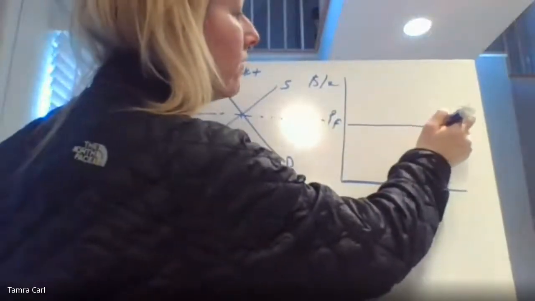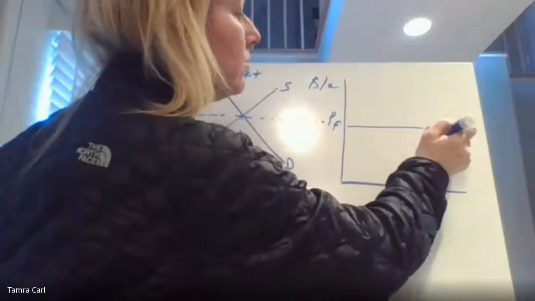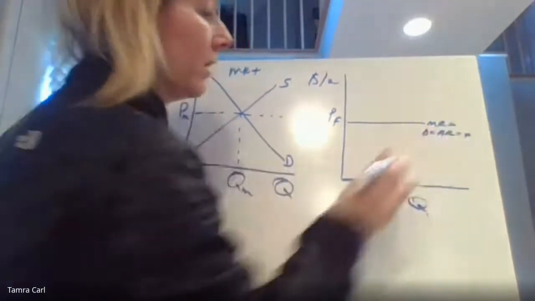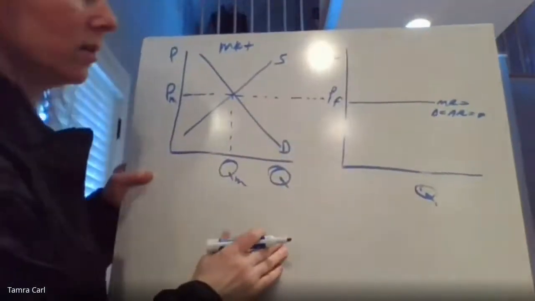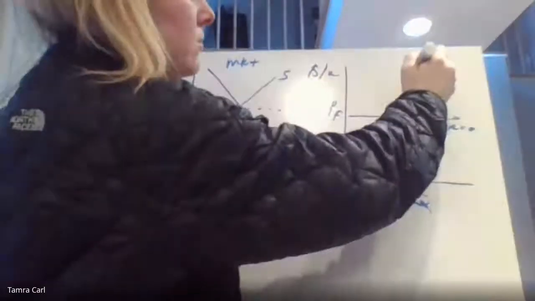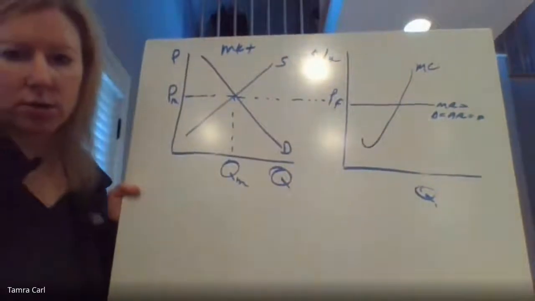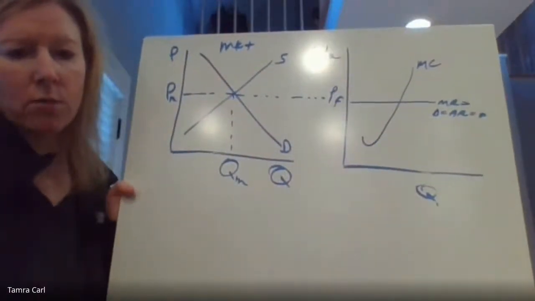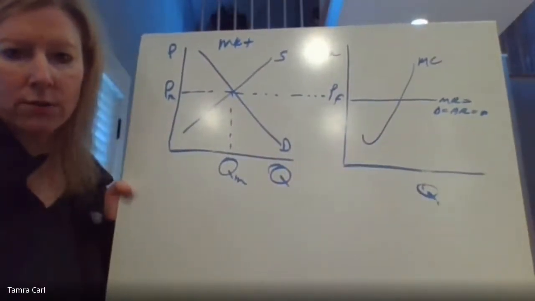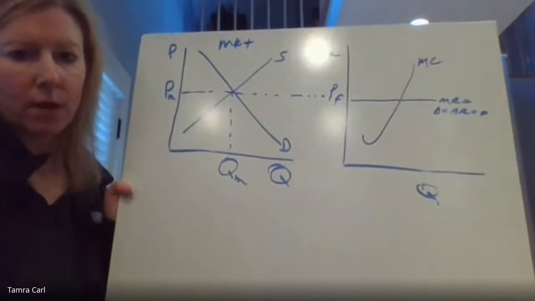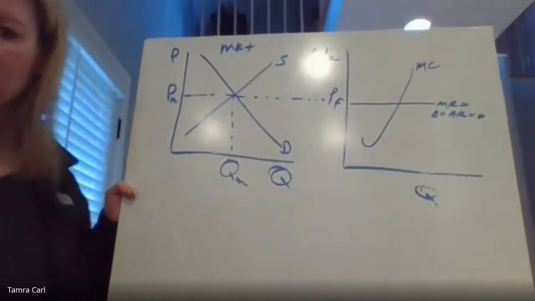Over here, we have our friend Mr. DARP, right? And then this is where you have MR equals MC. So let's talk first off, since we're doing cost curves, about the marginal cost curve. Why is the marginal cost curve upward sloping? Rahel, can you answer that one?